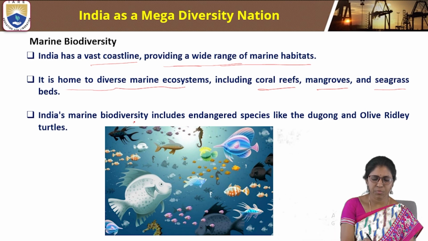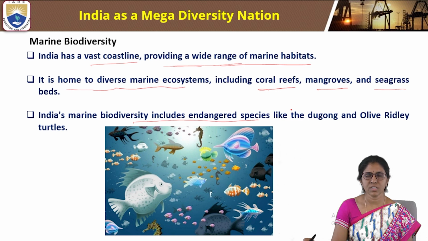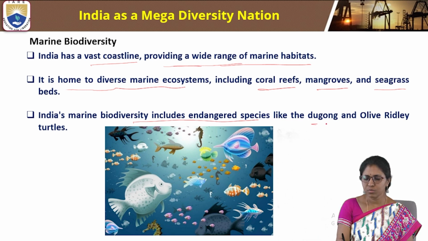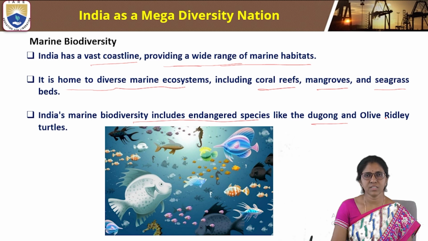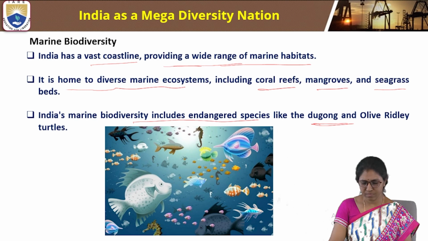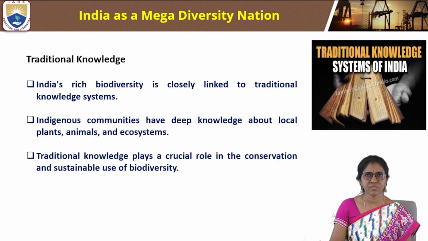India's marine biodiversity includes endangered species like dugong and olive ridley turtles. So this is about marine biodiversity which is present in our India.